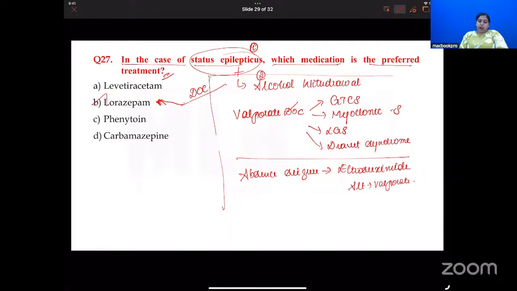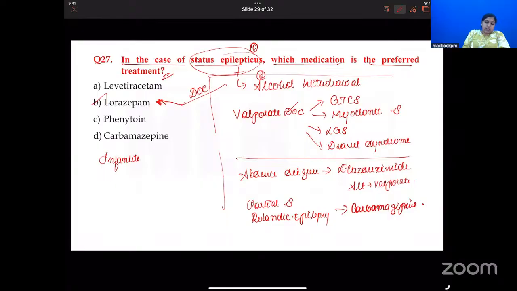In case of partial seizure, or in case of Rolandic epilepsy, the drug of choice is carbamazepine. In case of infantile spasm with tuberous sclerosis, what is the drug of choice? That is vigabatrin. This is again very, very important to be remembered.